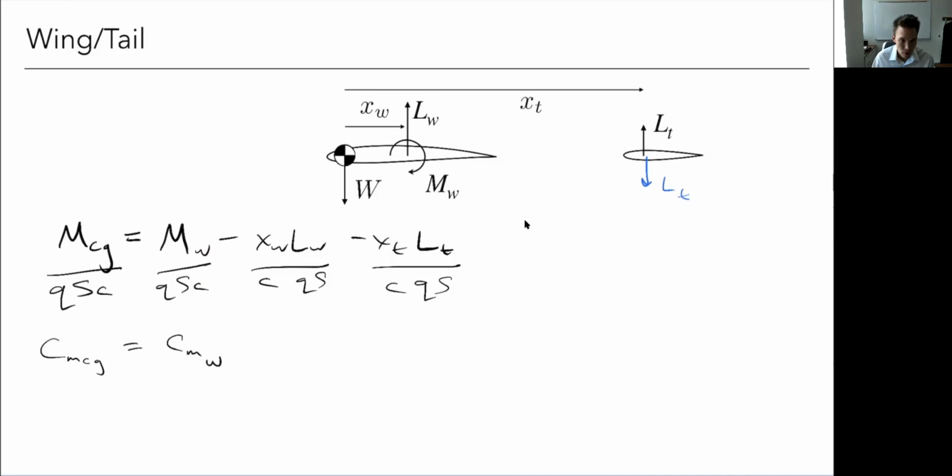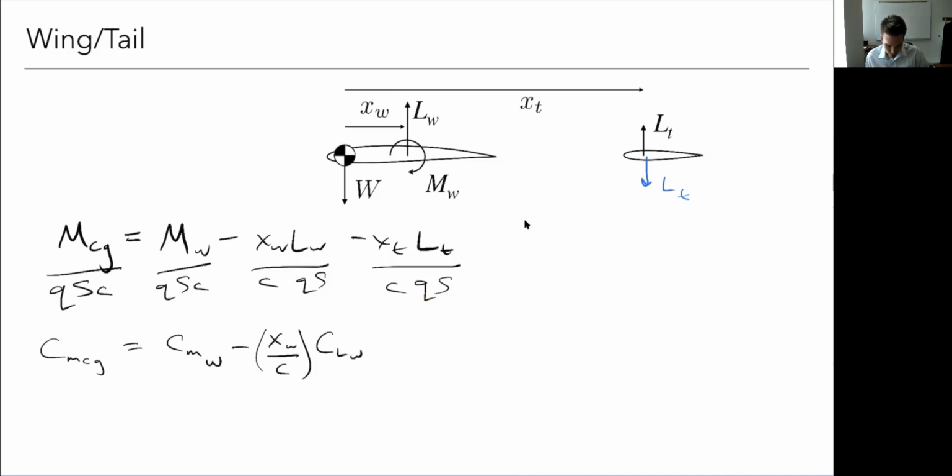Let's just call it W. And then this is going to be X wing over C. And then by definition, this is the CL of my wing. Okay, so far so good. The one thing we have to be careful though is this last term here.